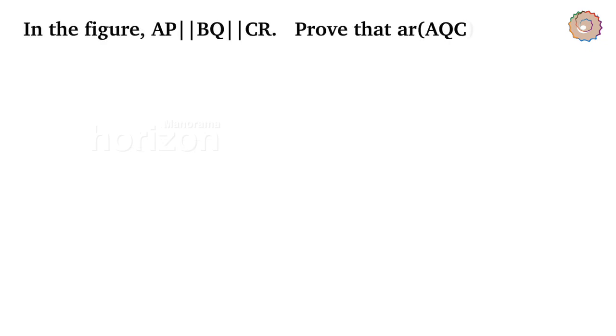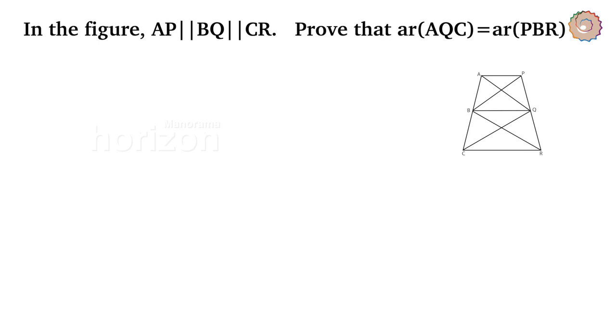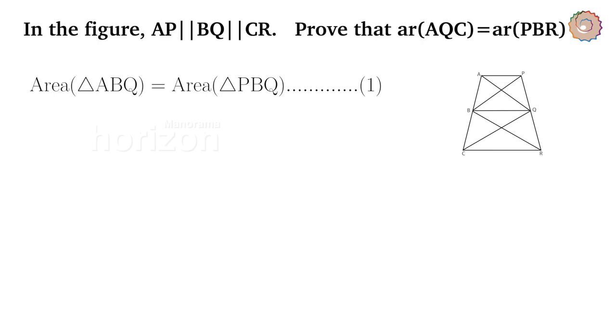Now, let us consider a problem. In the figure, AP is parallel to BQ, which is parallel to CR. Let's prove that area of AQC is equal to the area of PBR. From the figure, we see that triangle ABQ and triangle PBQ lie on the same base BQ and are between the same parallels, that is AP and BQ. That is, area of triangle ABQ is equal to the area of triangle PBQ. Let us write the statement as 1.